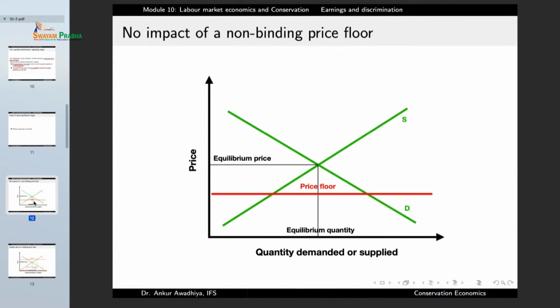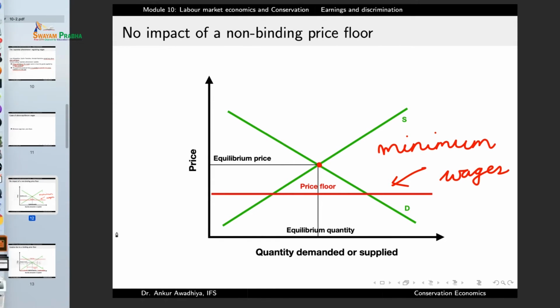So we have observed that in the case of a non-binding price floor, so suppose the government has put up this price floor, that this is the minimum wages. So in this case, by law, the government is saying that this is the minimum wage that you need to pay. And suppose the market is paying above this minimum wage, so this is the natural equilibrium in the market, then we do not have an impact of the non-binding price floor.